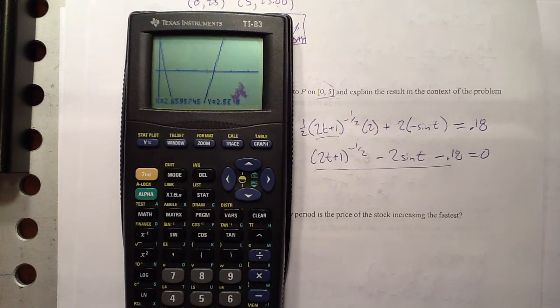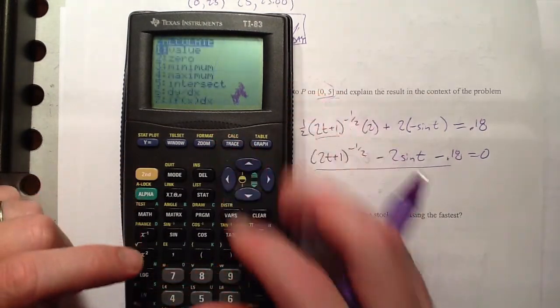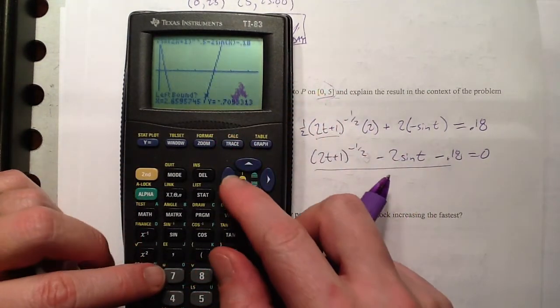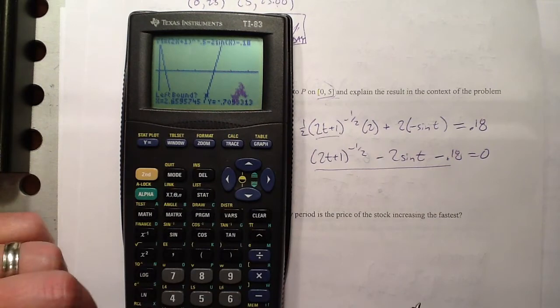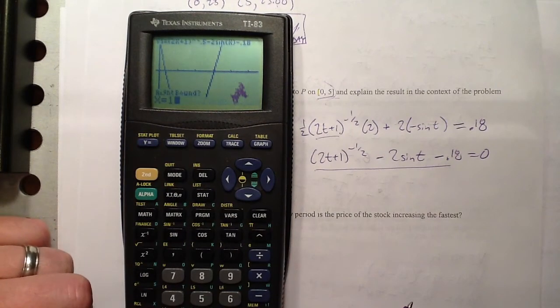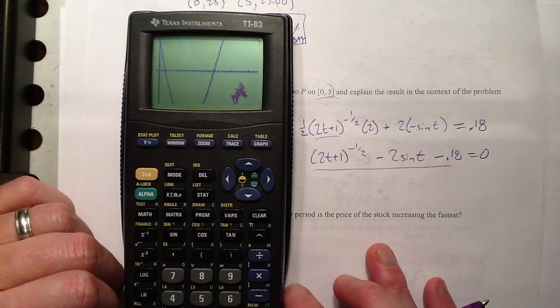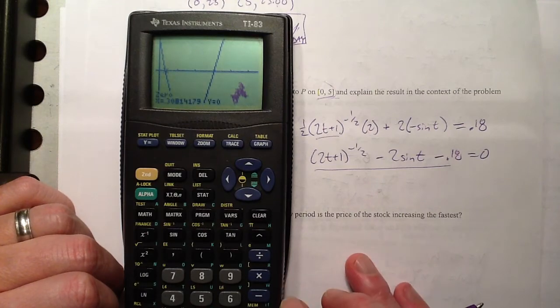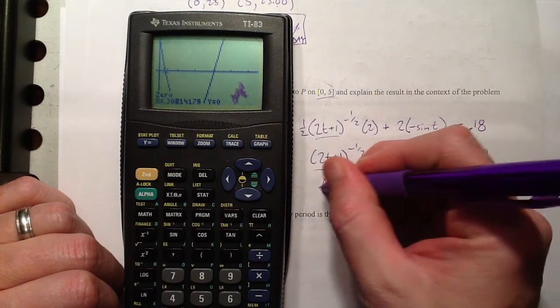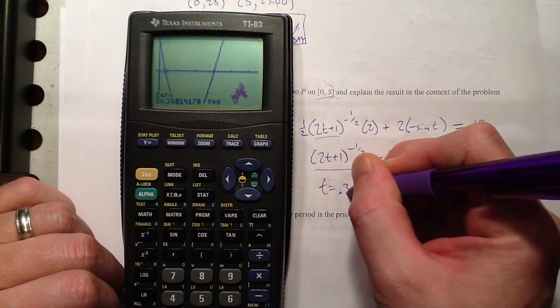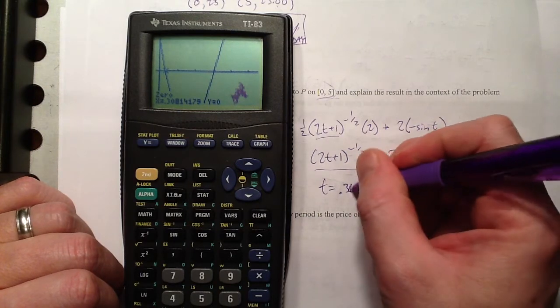Looks like I got 2 values. So second calculate 0. There's one in between 0 and 1, so I'll put in left bound 0, right bound 1. And that's at t equals 0.31.